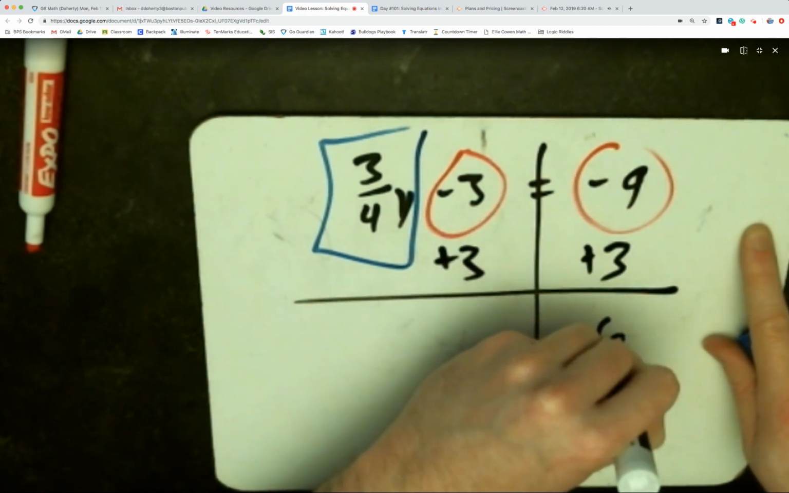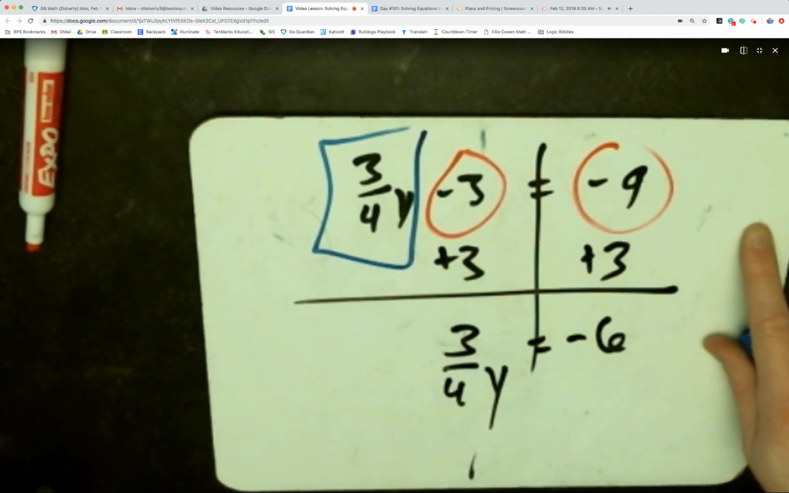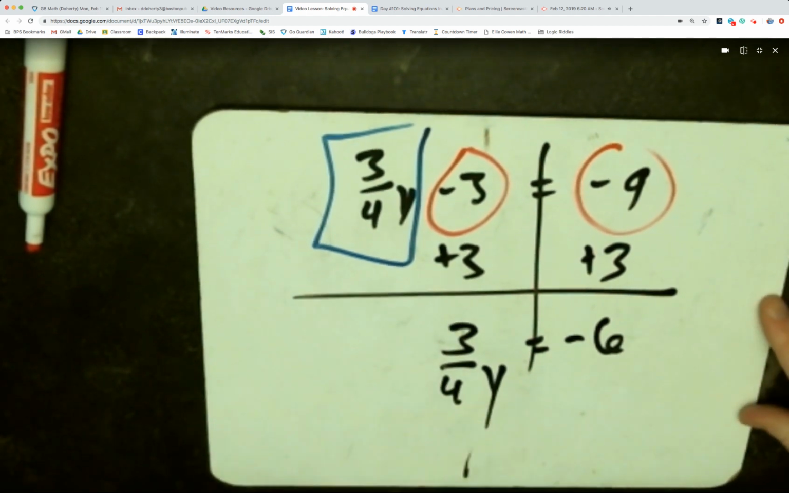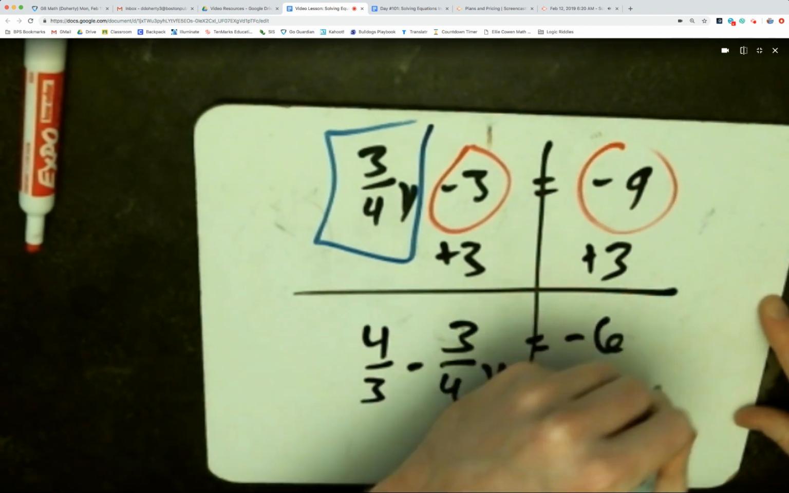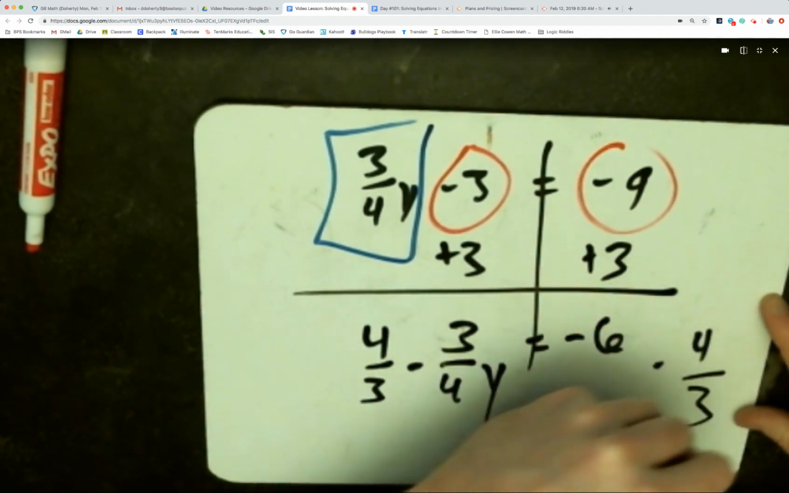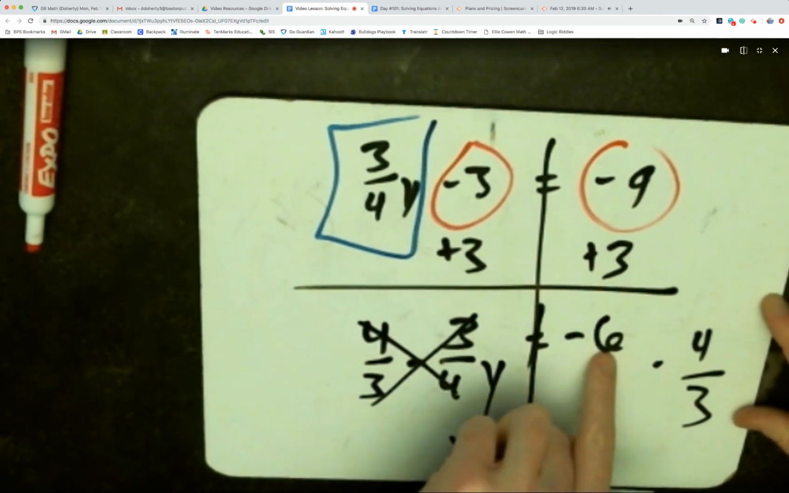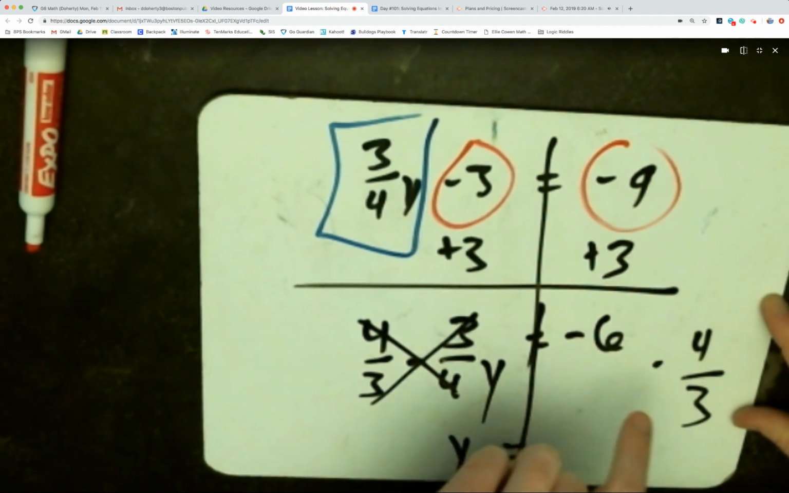-9 plus 3 gives us -6. That's equal to 3/4 y. We should be familiar now when we get down to a fraction times y, we multiply by the reciprocal, times both sides by 4/3. That gets us down to just y equals -24 over 3, which is 6 times 4, negative times a positive, and divided by 3 is -8 for y.